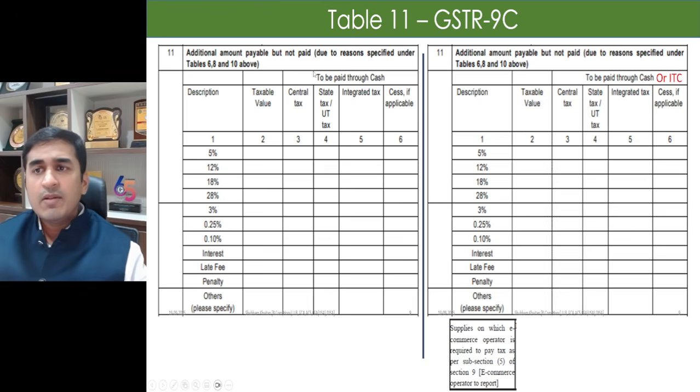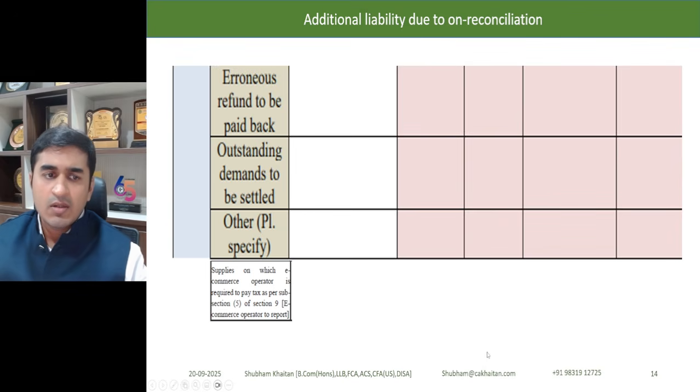Now table 11. Now this is interesting. Earlier one could pay taxes in 9 and 9C only through cash. But now they have also allowed, if my tax was supposed to be paid which I have not paid, I can pay it through both cash or ITC, which is a good and a welcome move. Which is a new thing which has been inserted. Also for 9.5 supplies for e-commerce operator as required in table 9, table 11 also has been amended.